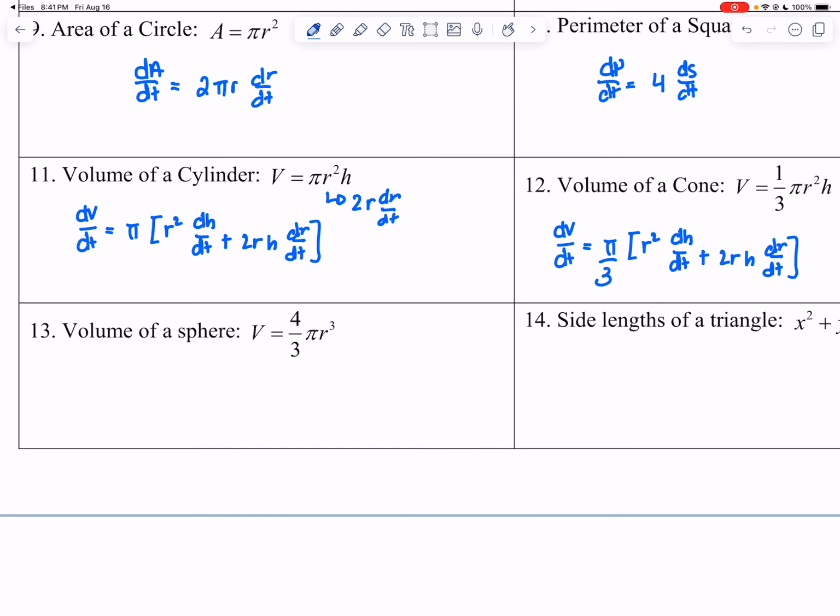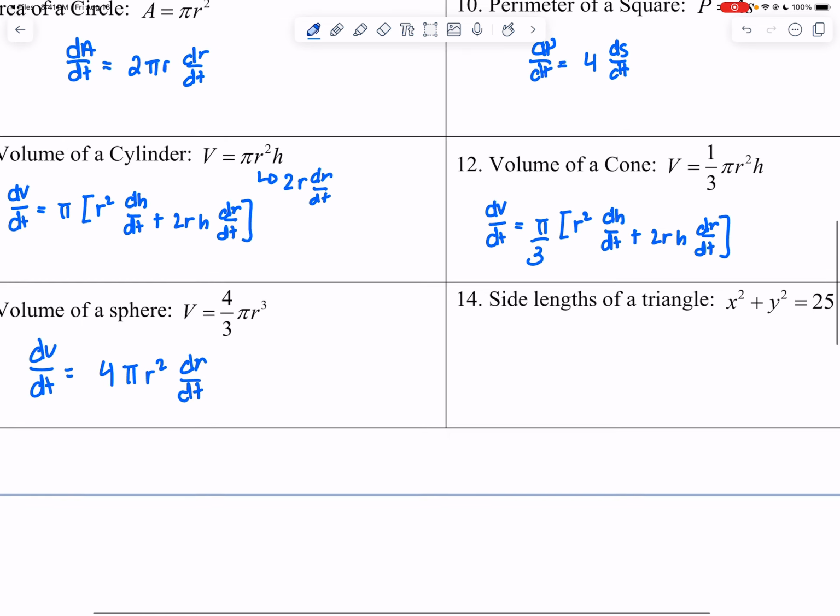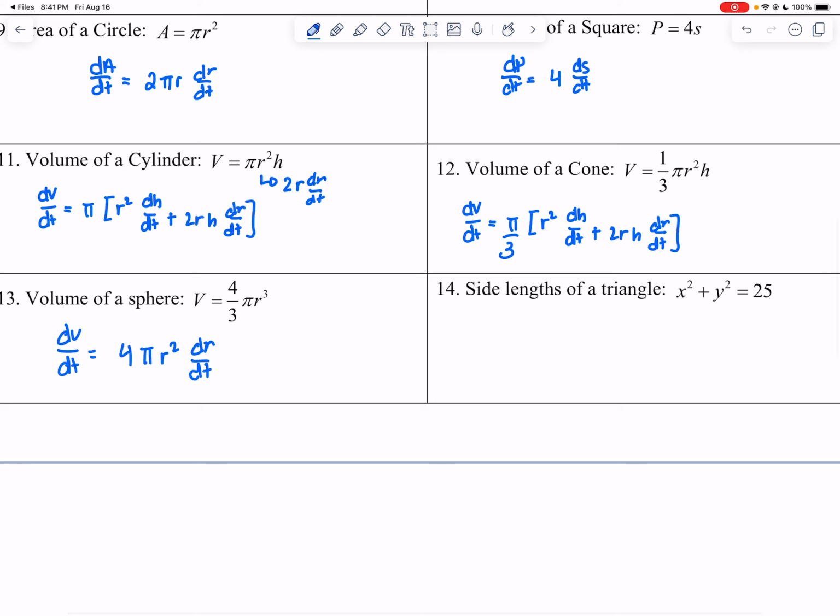Number 13, volume of a sphere, so that's going to be dV/dt is equal to 4 pi r squared dr/dt. And then number 14, side lengths of a triangle. We're going to be using lots of Pythag, and these are going to be the fun ones because we have 2x dx/dt plus 2y dy/dt is equal to 0. And then if I simplify it, you're just going to get x dx/dt plus y dy/dt is equal to 0.